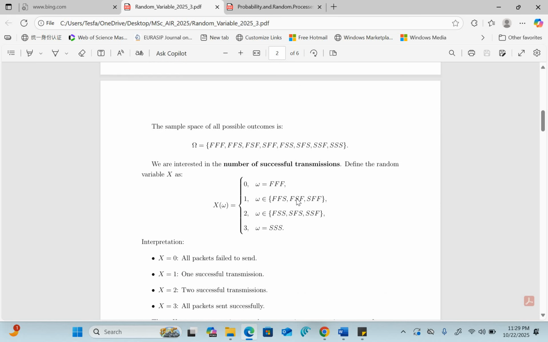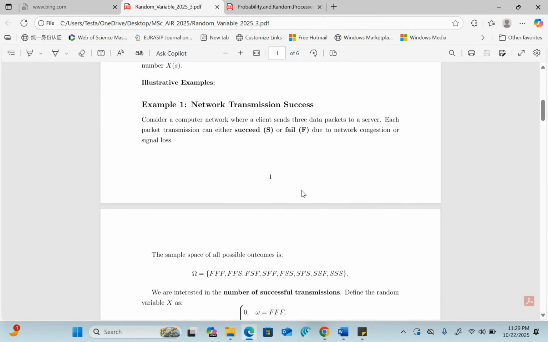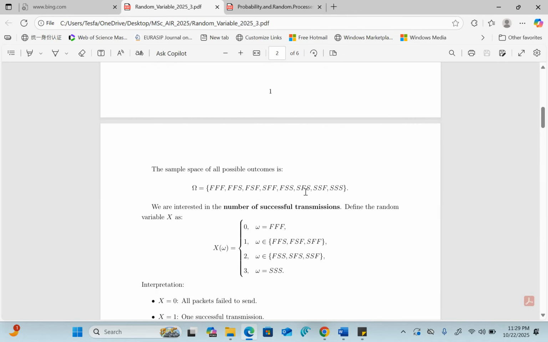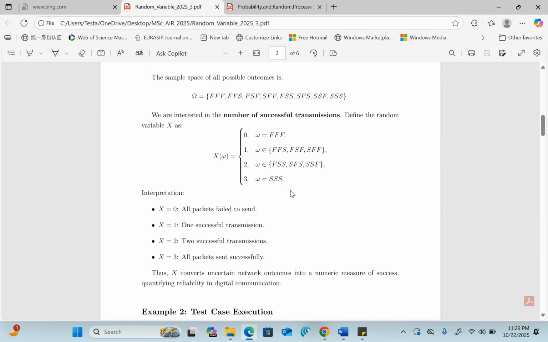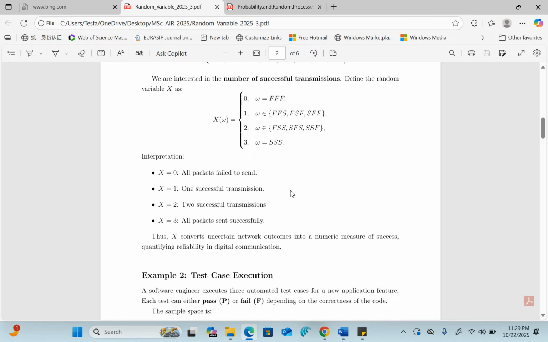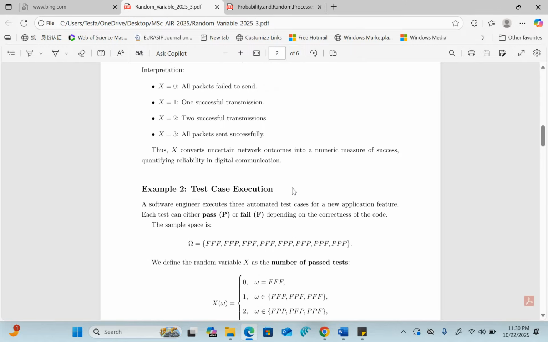So you can see here, it is the random sample for the random experiment for this computer network application, where a client sends 3 data packets to a server, and the value could be either 0, 1, 2, or 3. 0 means all packets fail to send, 1 means 1 successful transmission, 2 means 2 successful transmissions, and 3 means all packets sent successfully, as I have said.